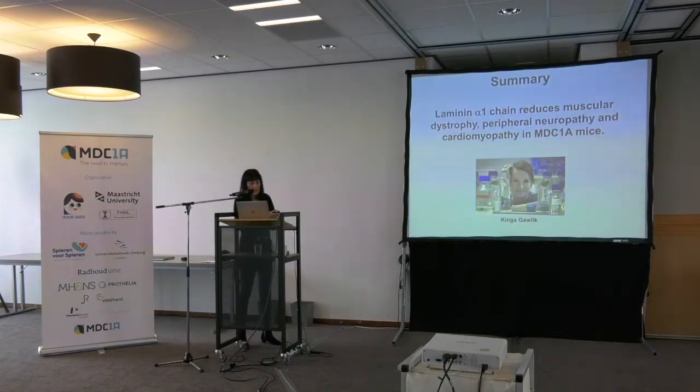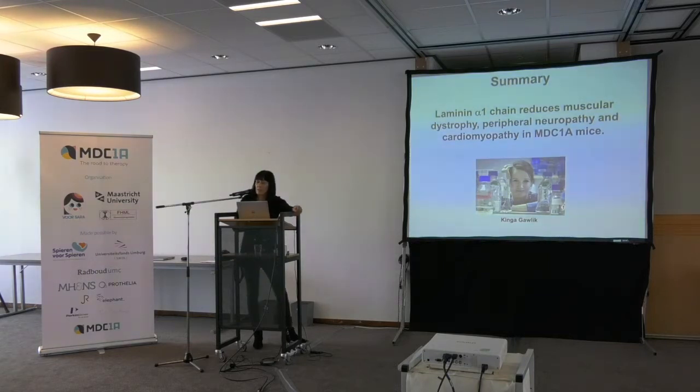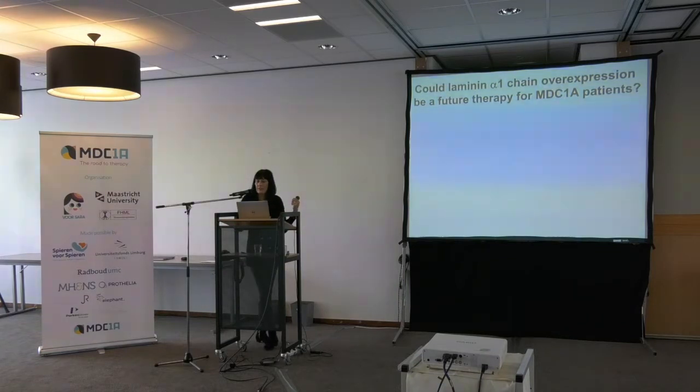So basically, this is all work done by Kinga Gawlik in my lab. What she has shown during the last almost 20 years is that laminin alpha 1 chain significantly reduces muscular dystrophy. It also reduces the peripheral neuropathy, and what I didn't show you, it also reduces cardiomyopathy in MDC1A mice. So the question is if laminin alpha 1 chain overexpression can be a future therapy for MDC1A patients. And if so, how can we deliver it to the patients? That's a major hurdle. How can we go from mice to humans?